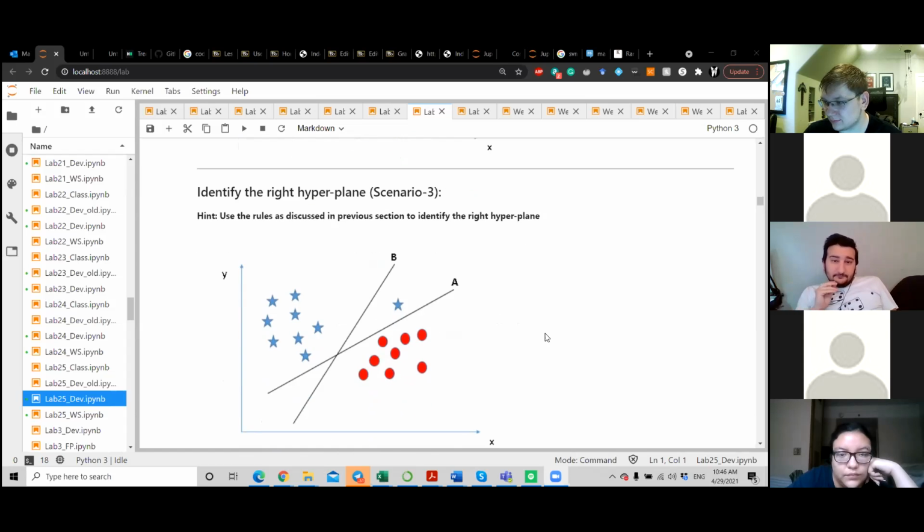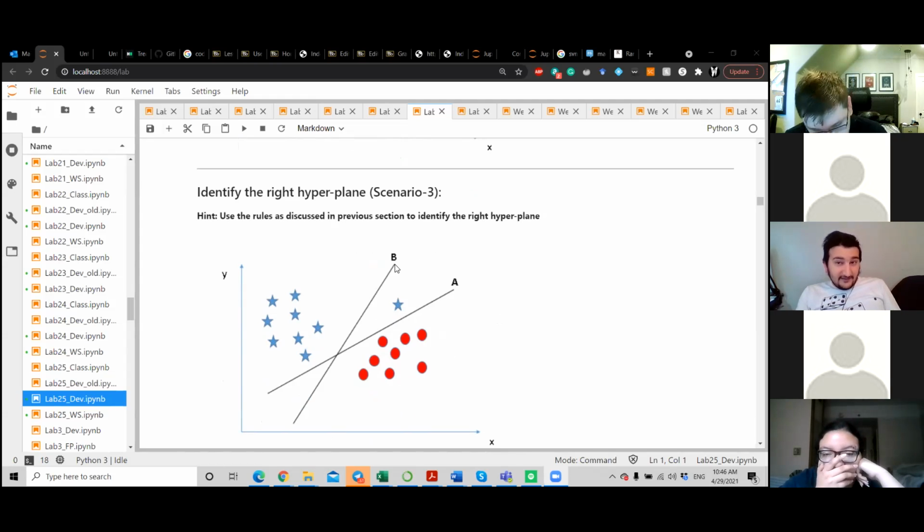Now, scenario 3, identify the right hyperplane. In this example, between A and B, which one do you think is a better hyperplane to choose? Before you start casting your votes, I'm going to give you this explanation. A is the hyperplane that will give you a classification with no errors. All the stars are on one side, all the circles on the other side. But B is the hyperplane that will give you the largest margins. So now cast your votes, A or B.